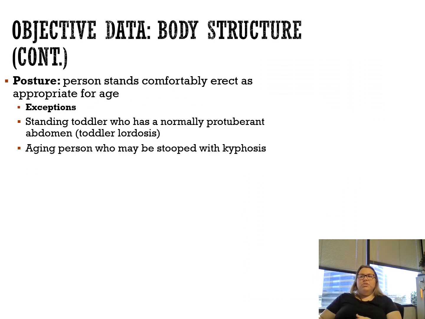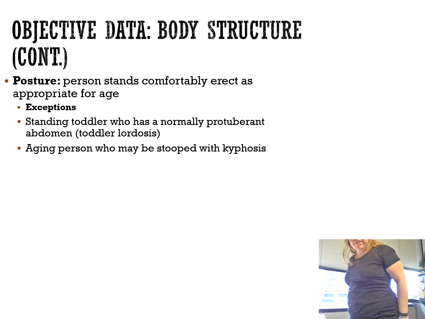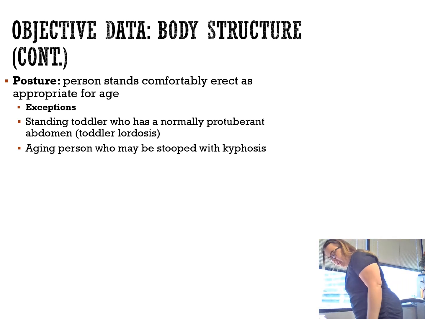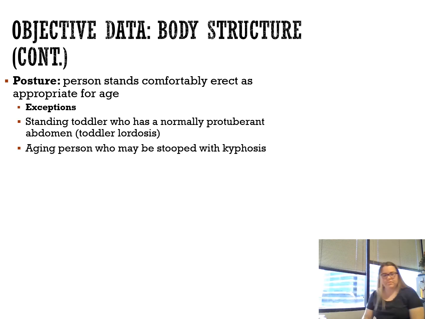Posture. The person should stand comfortably erect and appropriate for age. Exceptions. So standing toddlers, okay, they'll have that lordosis. So if we see a toddler, if no one's ever seen a toddler, they kind of have that belly out. Whereas an older adult is going to have that kyphosis, hunched over.